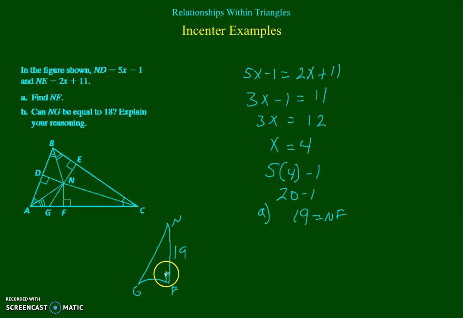And not only that, the shortest distance between a point and a line is the perpendicular distance from the point to the line. And since NF represents the perpendicular distance, this cannot be shorter than this, because this has to be the shortest distance from that point to this line. So any way you want to answer it, the answer is no. It can't be 18. So let's move on to the next problem.